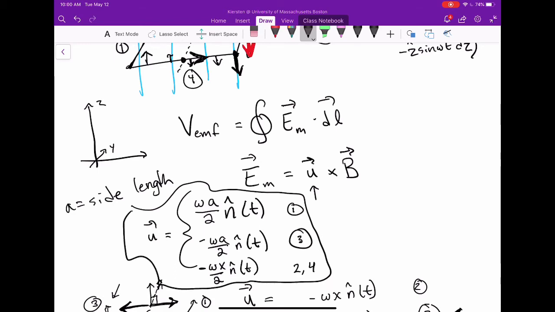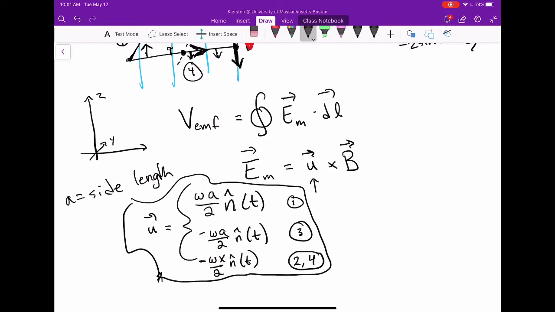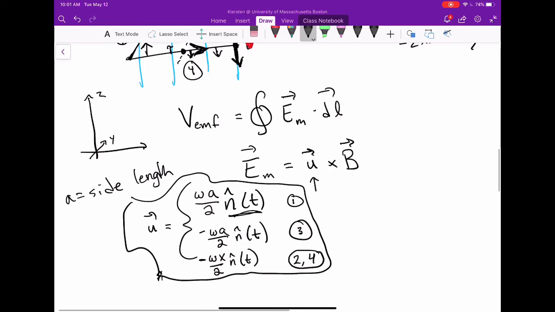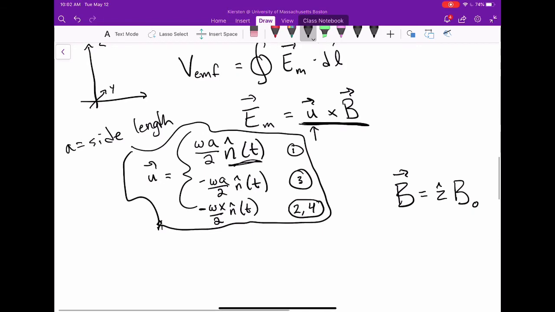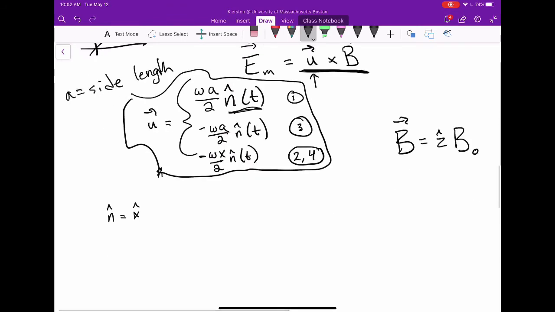And those are all of our velocities. Looking at these different velocity expressions along each of the different sides, you see that all of them contain the surface normal vector n hat right there. And remember that B is a uniform magnetic field that is z-directed. So in order to simplify the work that we have to do later, we're just going to compute n cross B right now, because then we'll have the building blocks of U cross B. So remember that n hat was x hat sine omega t plus z hat cosine omega t.